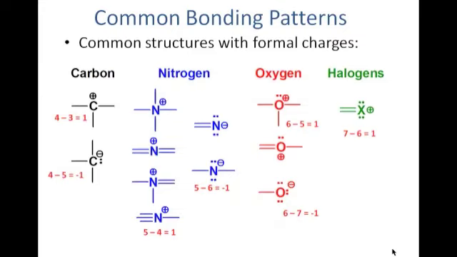For the halogens, again, I'm going to assign 6 electrons to that halogen. And by the way, we often use an X to represent halogens, just in general, to represent that whole family. So I have 2 bonds, or 2 electrons, plus 2 lone pairs for 4 more electrons, a total of 6 that I assign to that X. 7 minus 6 is 1.